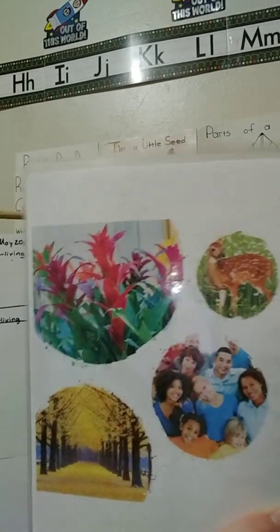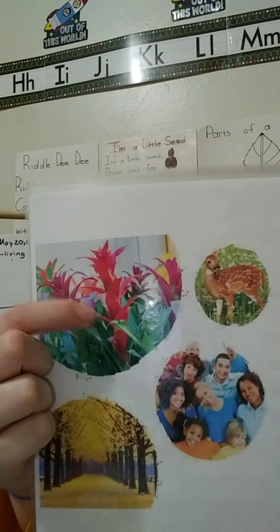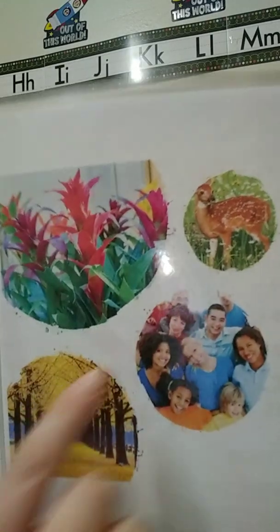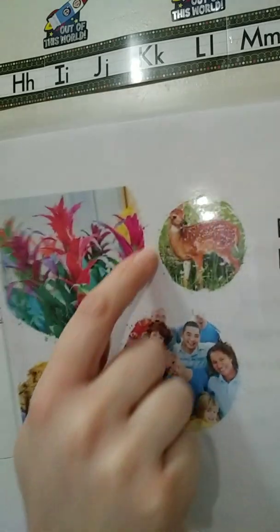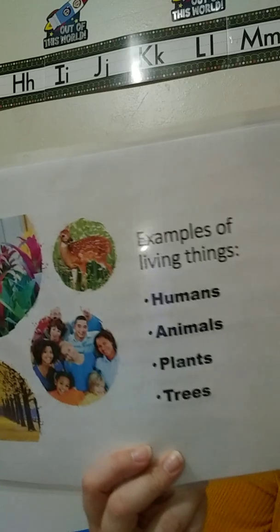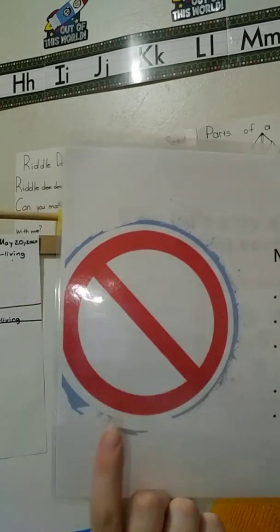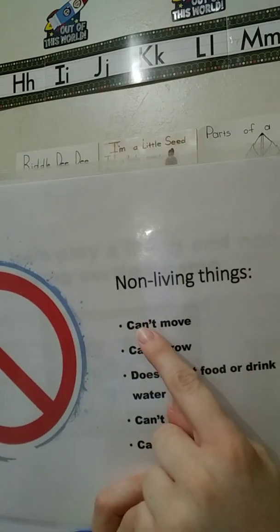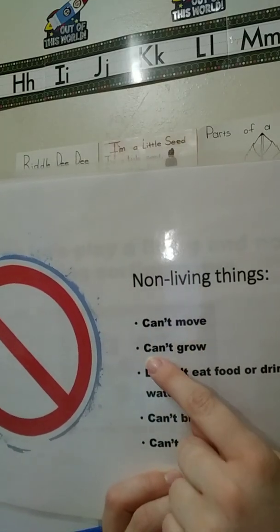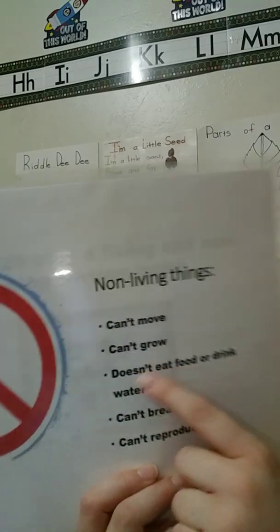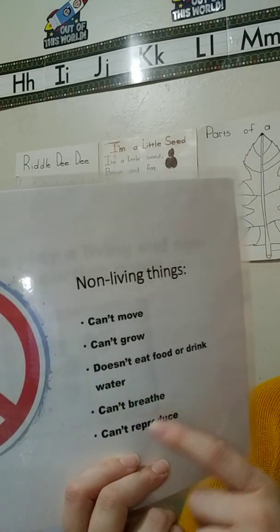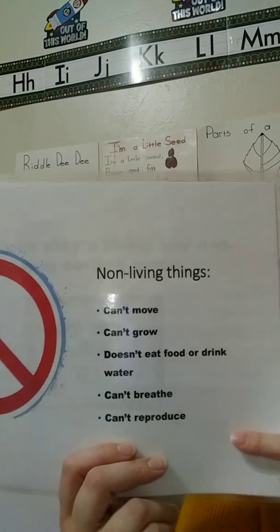Here are some examples of living things. Plants are living things. Trees are living things. People are living things, and even animals are living things. As for non-living things, something that is not alive, it cannot move, it cannot grow, it doesn't eat food or drink water, it can't breathe, and it cannot reproduce.